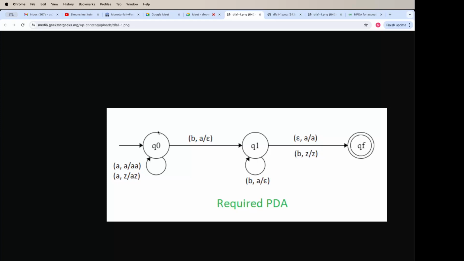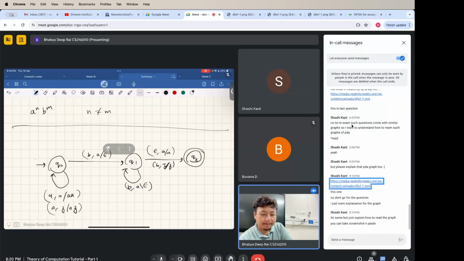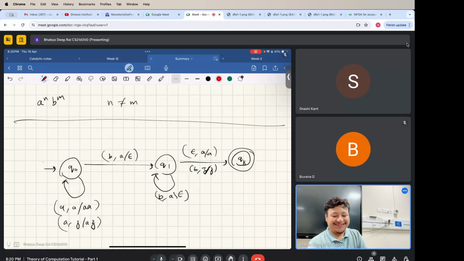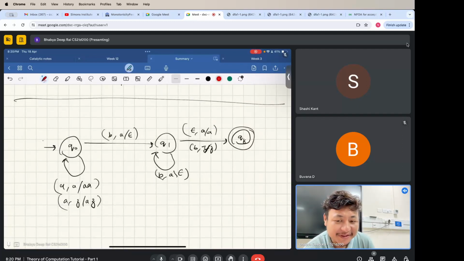Q0, A, Z slash AZ, B, A slash epsilon, and Q1, B, A slash epsilon, and epsilon, A, and B, Z slash Z, and QF. Okay, you can take the screenshot and paste. I could have done that also, you're right. Very stupid of me. But this is visible, right?